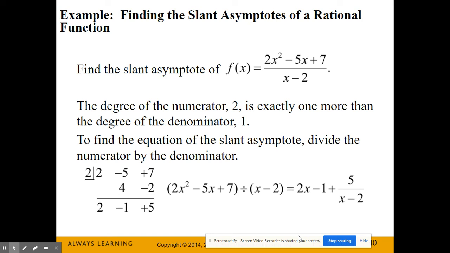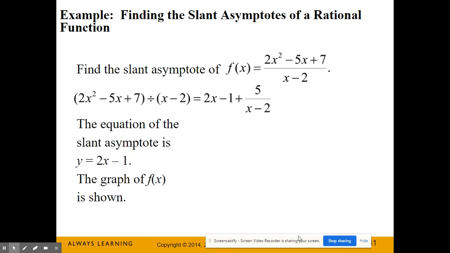Coefficients of the numerator are 2, -5, and 7, respectively. So you drop the 2, multiply, you get the 4, add down, you get the -1. 2 times -1 is -2. 7 and -2 add down to 5. So that means it's a remainder of 5. You end up with 2x minus 1 plus 5 over x minus 2. So the equation of the slant asymptote is y equals 2x minus 1.